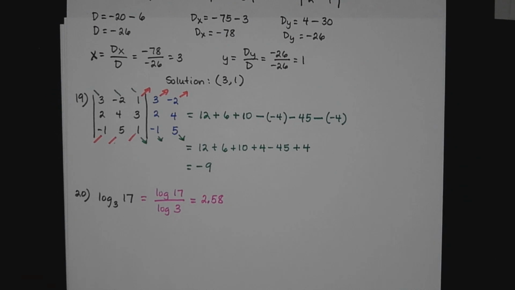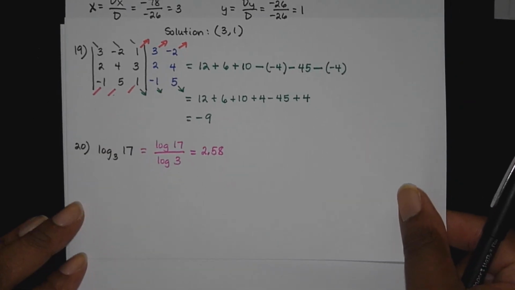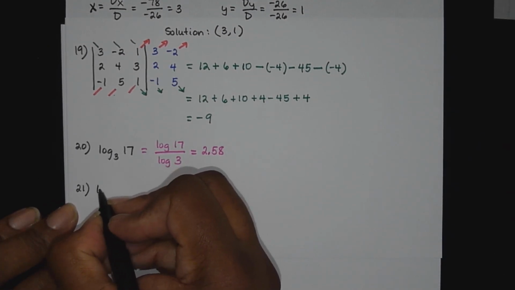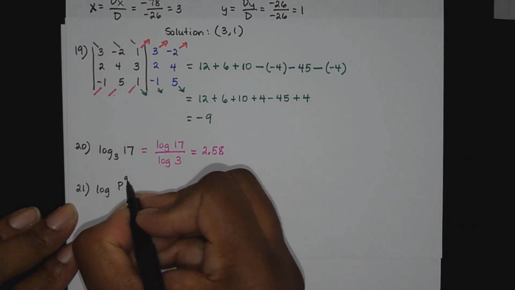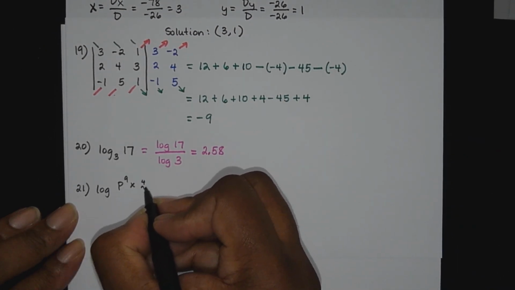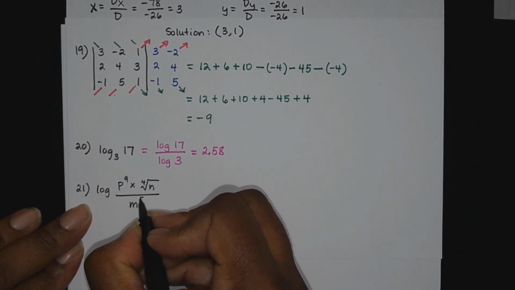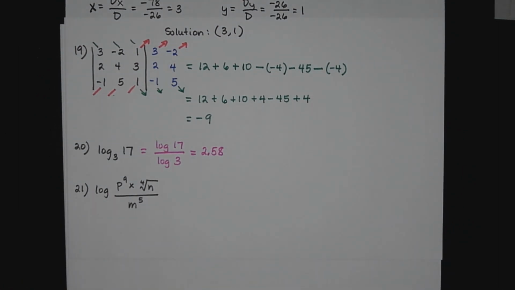All right, number 21 is to expand the logarithm in terms of log of m, log of n, and log of p. So here we got log of p to the 9th, and that's times the 4th root of n, divided by m to the 5th. And we want to expand this as far as possible using a combination of the product rule, the quotient rule, and the power rule for logarithms.